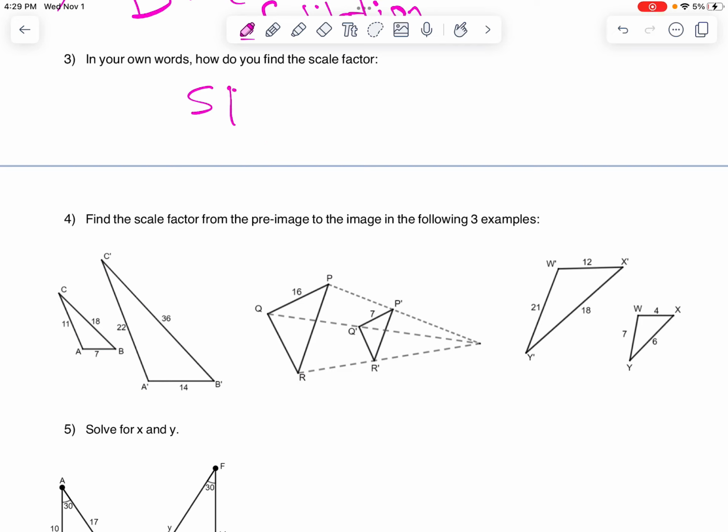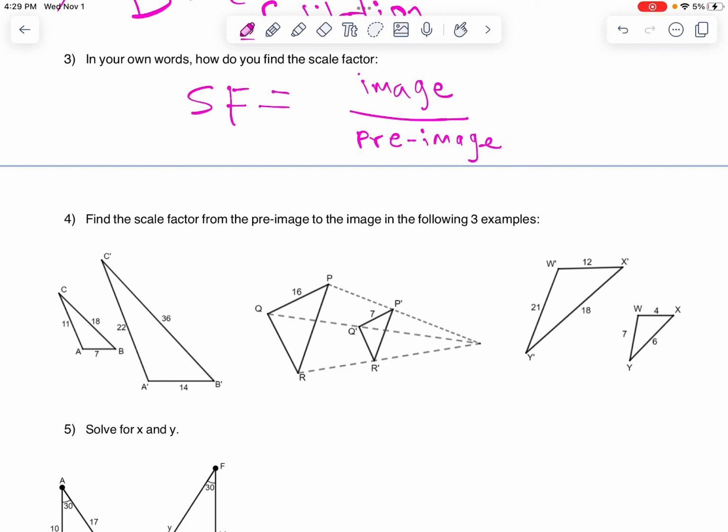So scale factor is equal to a corresponding side of your new figure. And I'm just going to write, actually, instead of writing new, let's write image, because that's what it's going to say on the test, divided by the pre-image. Okay, so image divided by the pre-image.